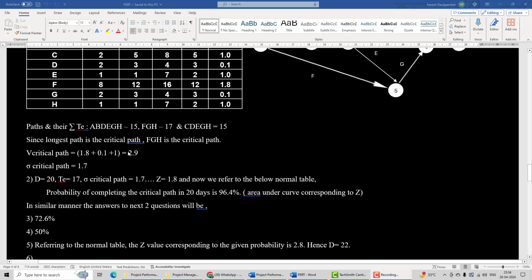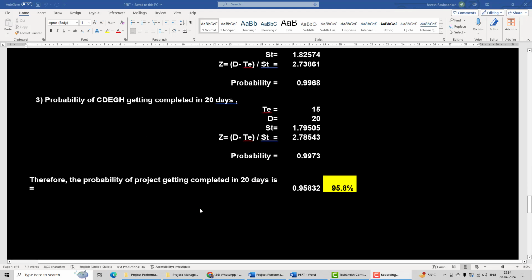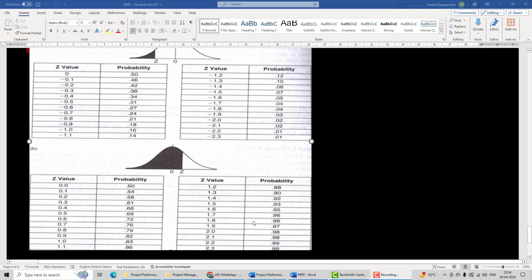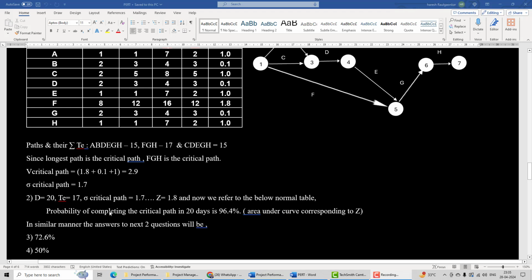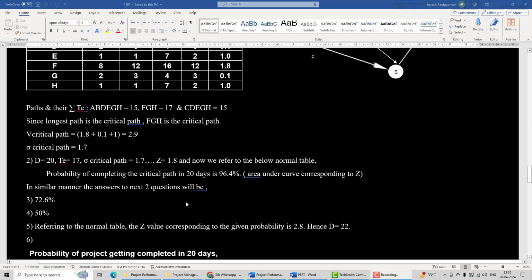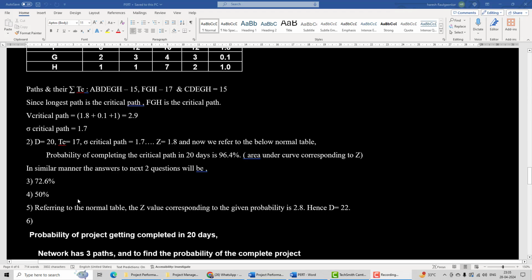Now for the first question, D is 20, TE is 17, sigma is 1.7. That gives us Z as 1.8. Then if you go to the table for 1.8, you will get 0.96. So our first problem gives us 96.4% area under the curve, or 96%. This referred to some older, more detailed table. In a similar way you can calculate the other Z values and then the probabilities.